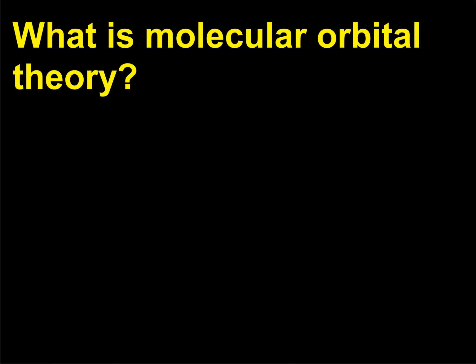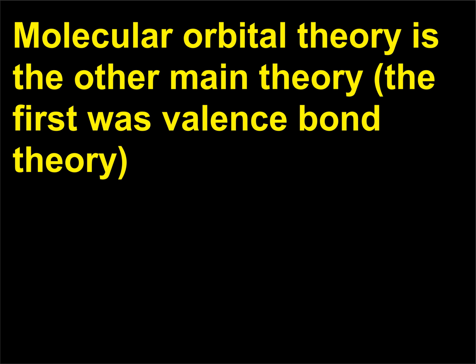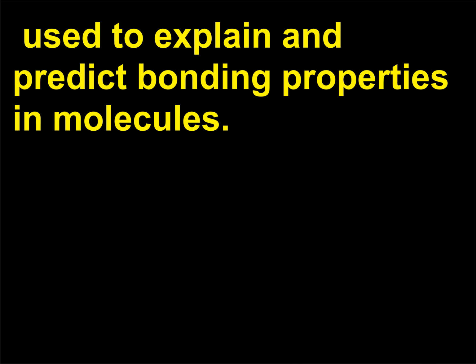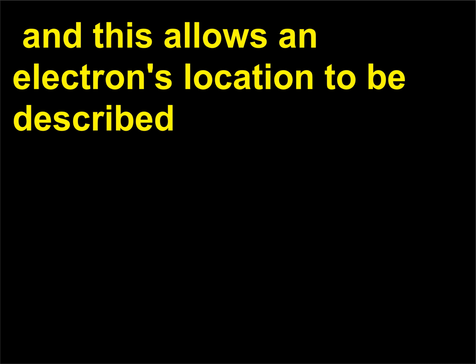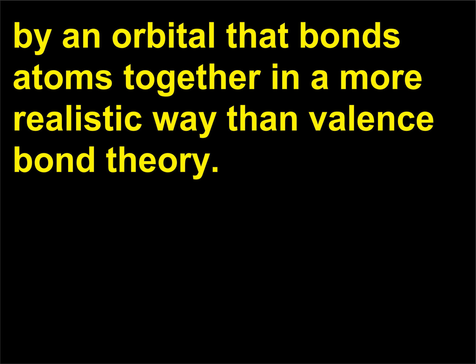What is molecular orbital theory? Molecular orbital theory is the other main theory. The first was valence bond theory, used to explain and predict bonding properties in molecules. Molecular orbital theory describes bonding interactions by using molecular orbitals that are spread out over multiple atoms. And this allows an electron's location to be described by an orbital that bonds atoms together in a more realistic way than valence bond theory.